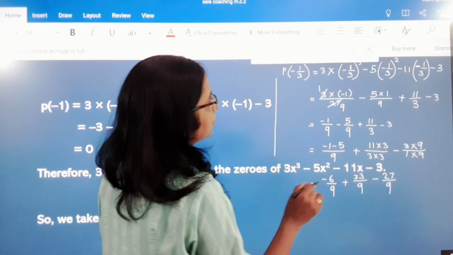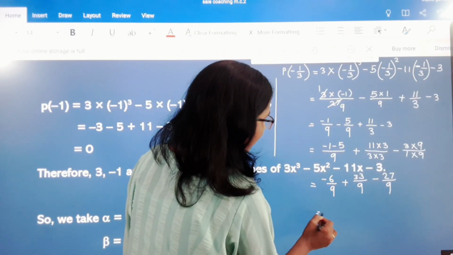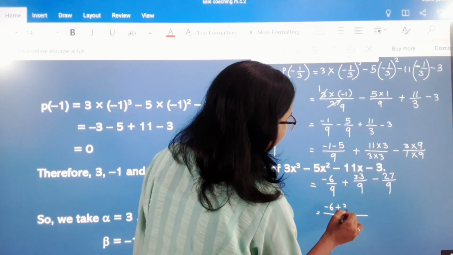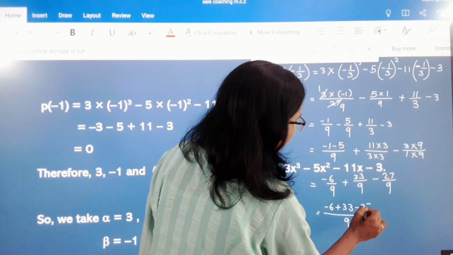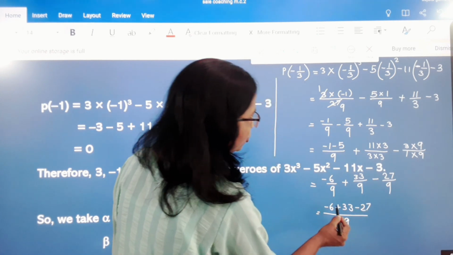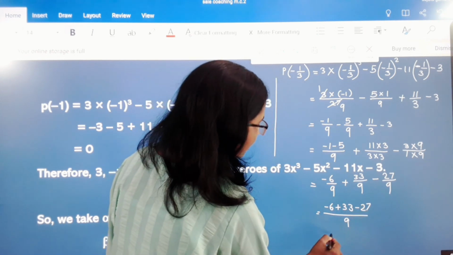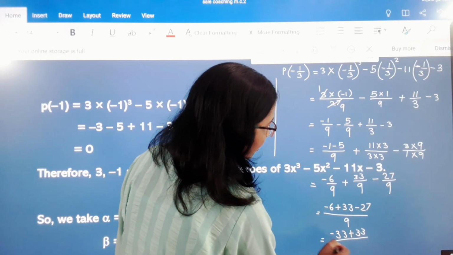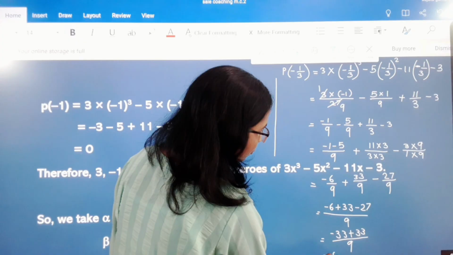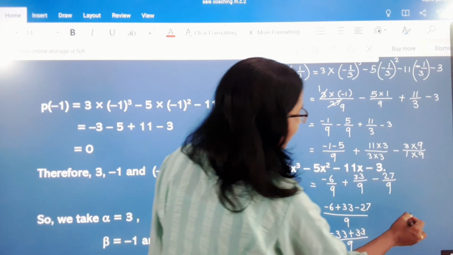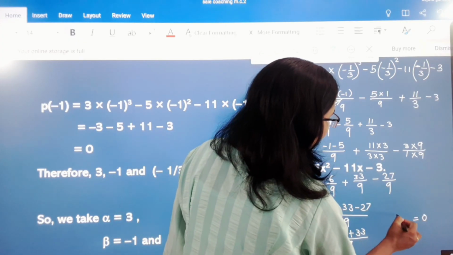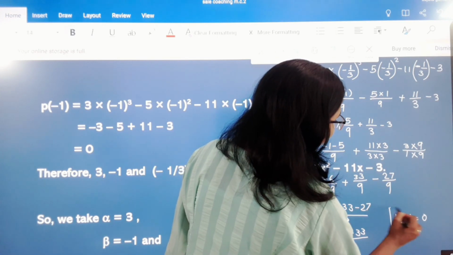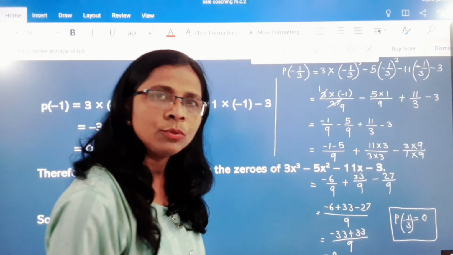So now here the denominators are equal. So minus 6 plus 33 minus 27. So now minus 6 and minus 27 minus 33 plus 33 upon 9. That means 0 upon 9, and 0 upon 9 means 0. So at minus 1 upon 3, the value of the polynomial is equal to 0.